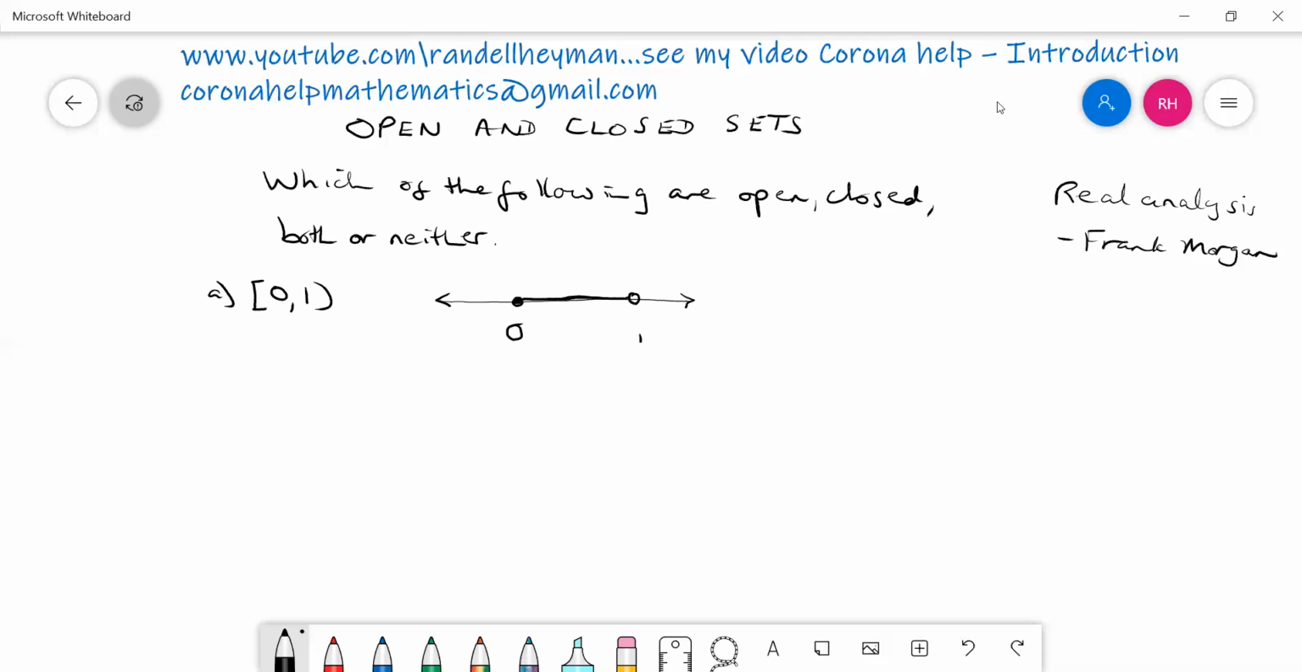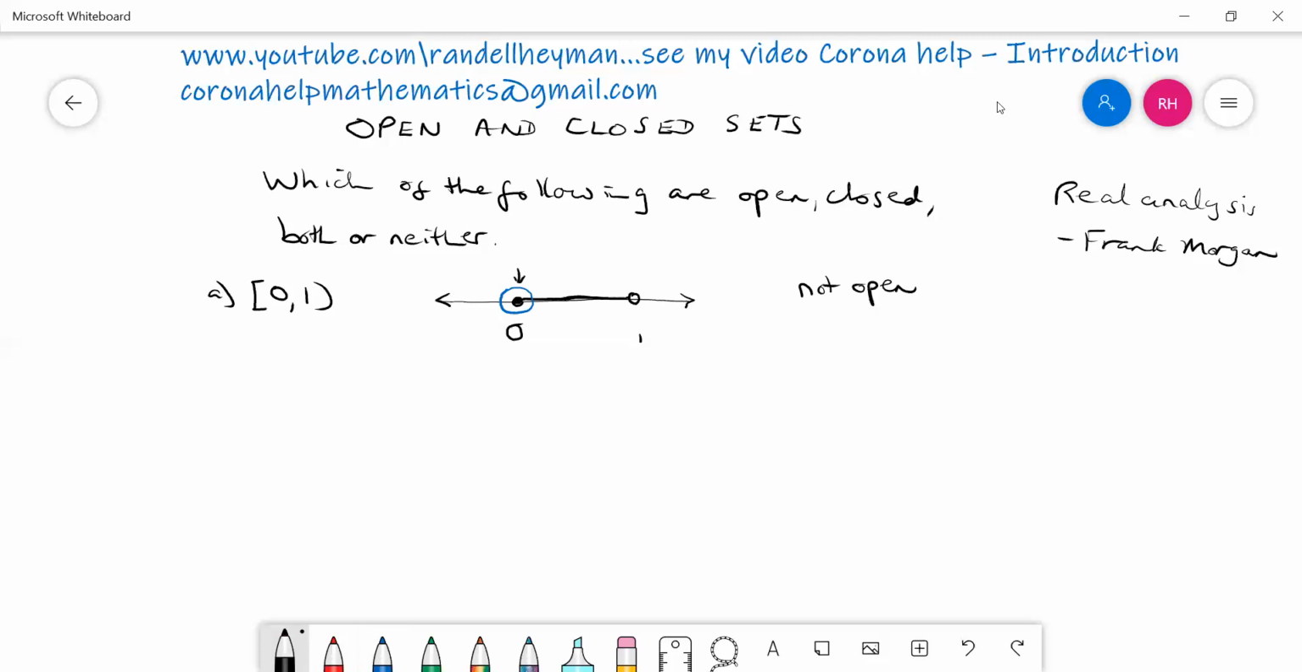Is this open? Well, if it's open, it can't contain any of its boundary points, but here's a boundary point. Why is that a boundary point? Because if I draw a little ball around it, it contains some of the set and some of the outside the set. So that is a boundary point, and if it's going to be open, it can't contain any of its boundary points. So it's definitely not open. So let's write that out there, not open.